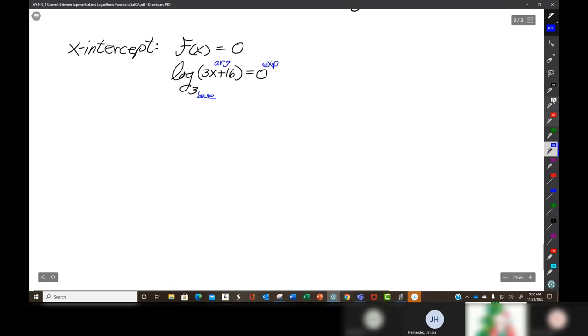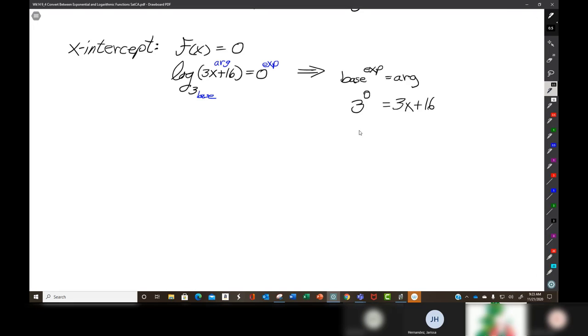So what I need to do is change this to base raised to the exponent equals the argument. I can do that. The base is 3, the exponent is 0, equals the argument is 3x plus 16. So now, any number raised to the 0 power is 1, and also x is out from prison now. Jailbreak!